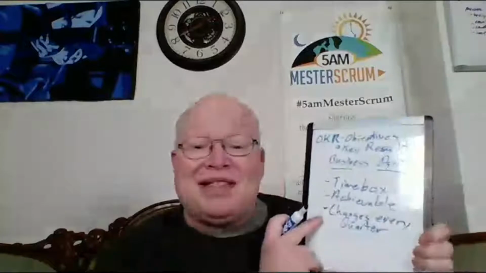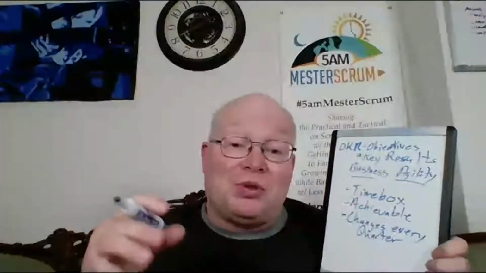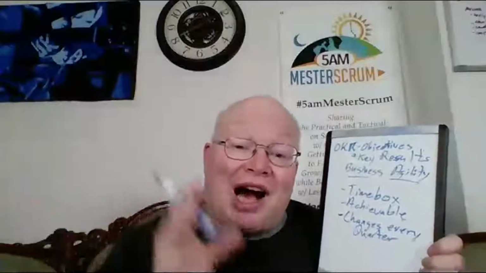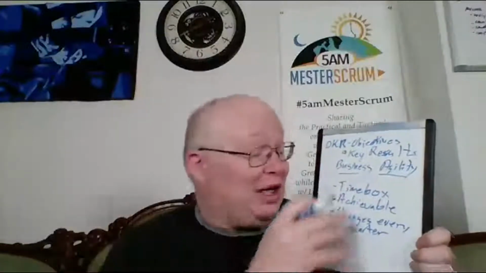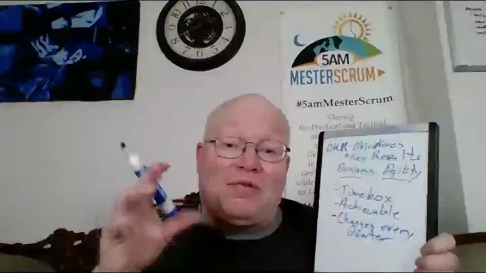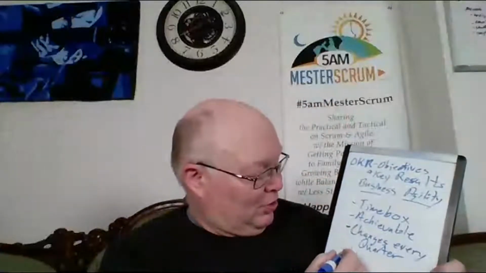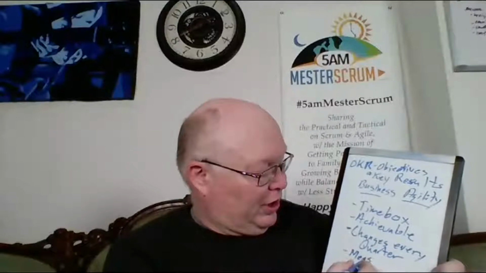So this is business agility. Your objectives every quarter should change because what you're trying to do is move the needle. You should accomplish what you set out for in your objectives in the previous quarter, and now you have new objectives that you can focus on. And we're going to talk about that. Measurable. We talked about that already.